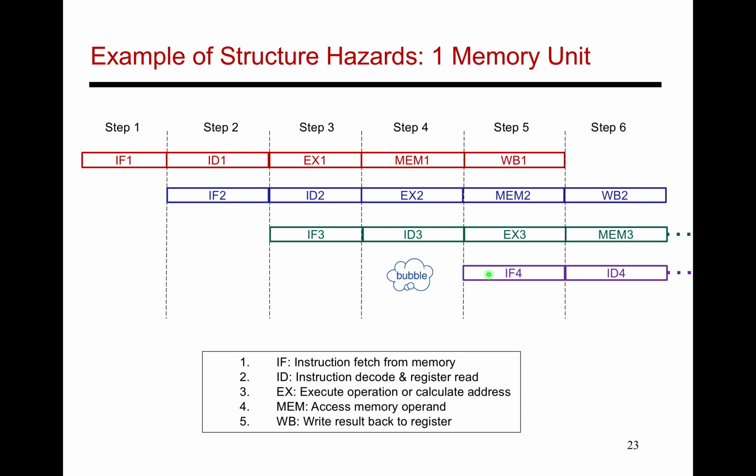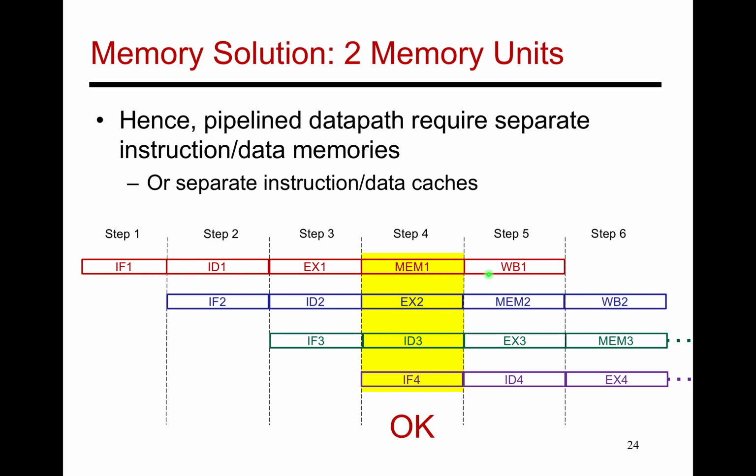So in MIPS, in order to solve this problem, instead of using one memory unit, we use two memory units. We have one data memory and one instruction memory. By separating the instruction memory and data memory, we can access the data memory for instruction 1 and at the same time access the instruction memory for instruction 4. In that case, this would be okay, and we don't need to introduce a bubble in the pipeline.